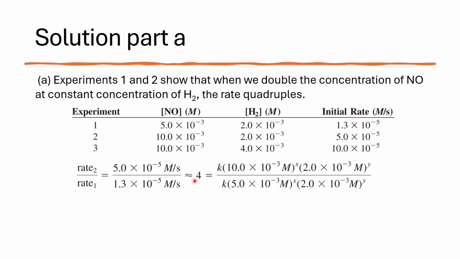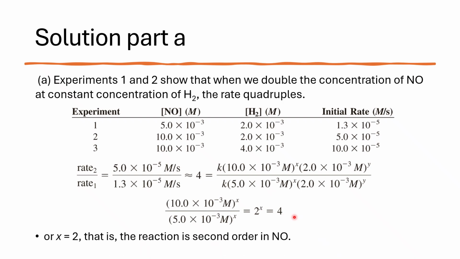So we see once again that the rate is quadrupling while the concentration is only being doubled. Therefore, as previously noted, 2, the doubling of the concentration of the reactant raised to some power, is going to equal the quadrupling of the rate. x must be equal to 2. So, we have completed the first step of developing our rate law. We know it's second order in NO.